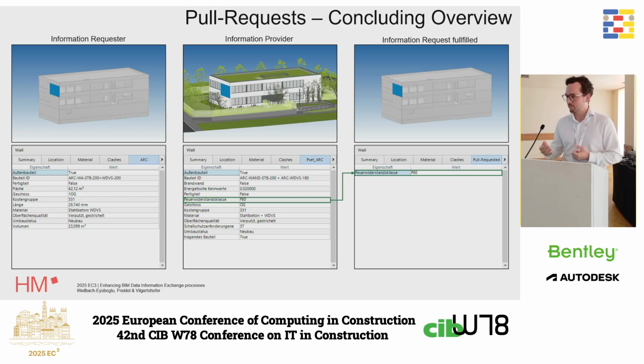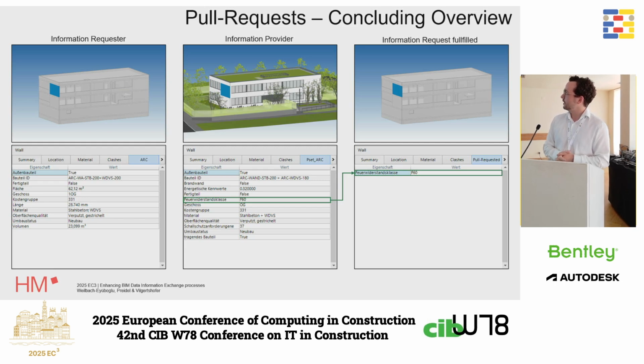Now, to give you a concluding overview: as detailed before, by defining the exact needs, we can translate this into something machine readable and are able to locate the exact information within the provider model, extract it and transport it to the requester model at the intended exact location. For example, this wall showcased here on the left.